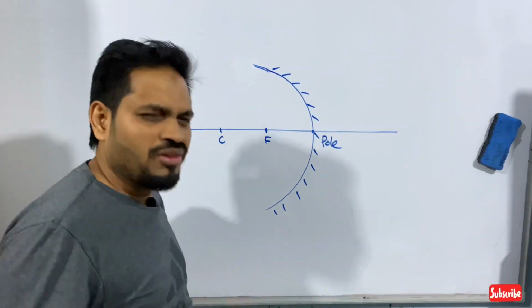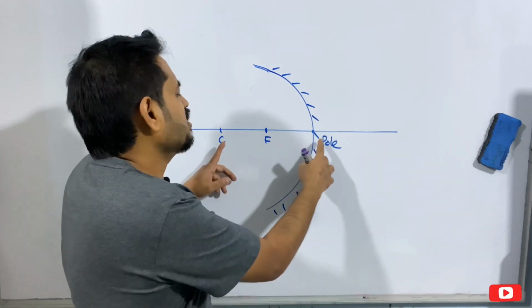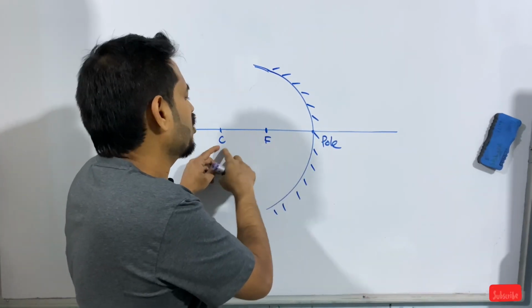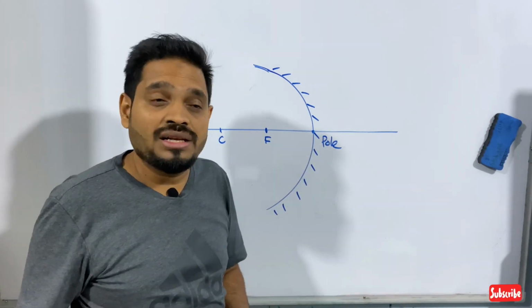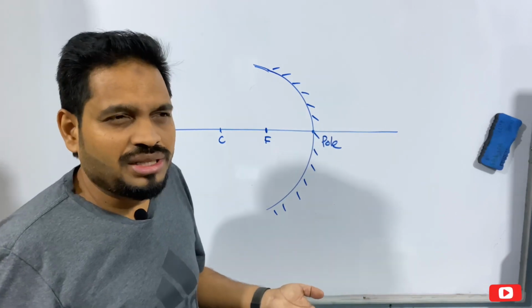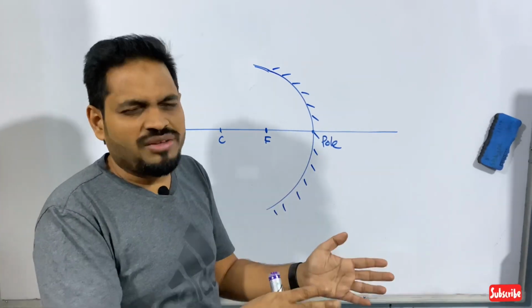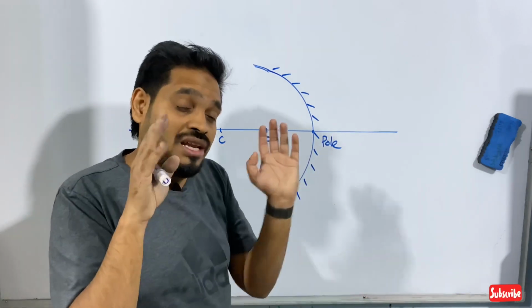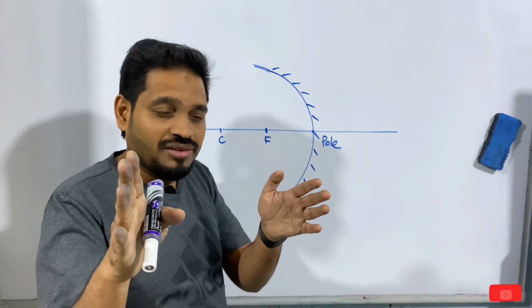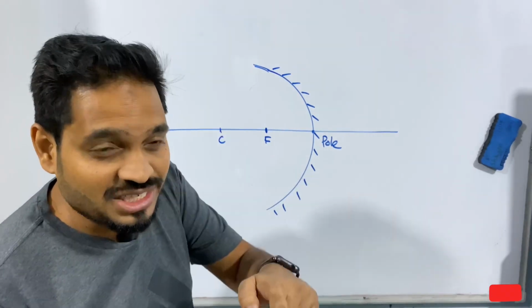Now how do I define principal focus? In a very simple way. You are asked a question, define principal focus. Principal focus is the midway between center of curvature and pole of a concave mirror. But that is not the definition I am going to give you. That is a common definition for everybody. But how do we create a legendary definition which stands separate from others? Let us get into that.